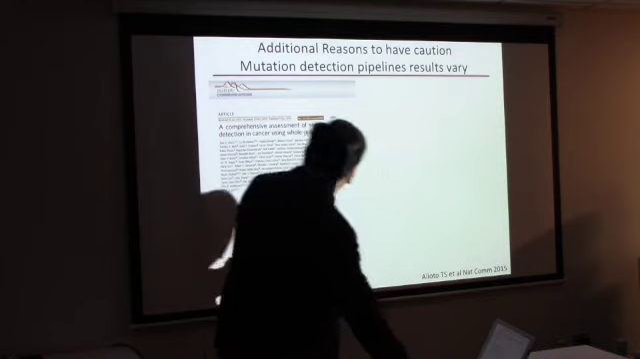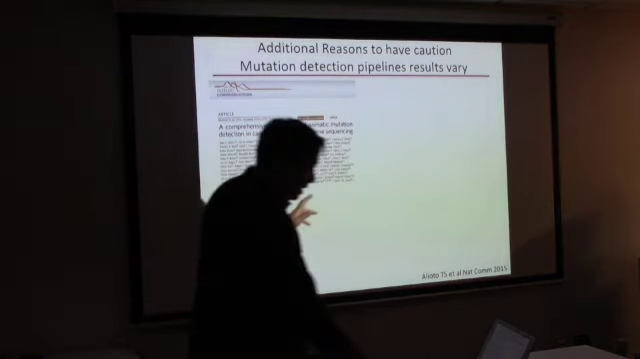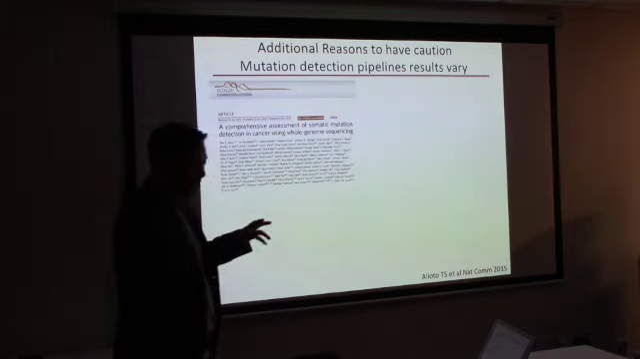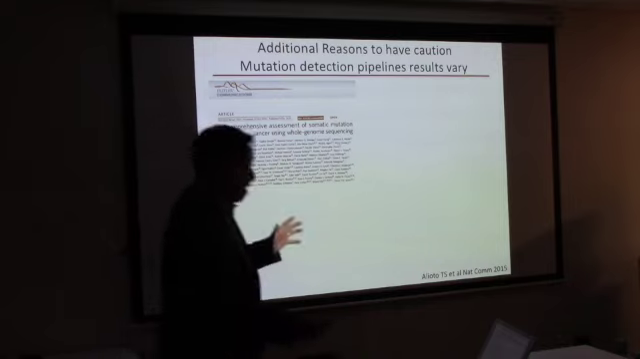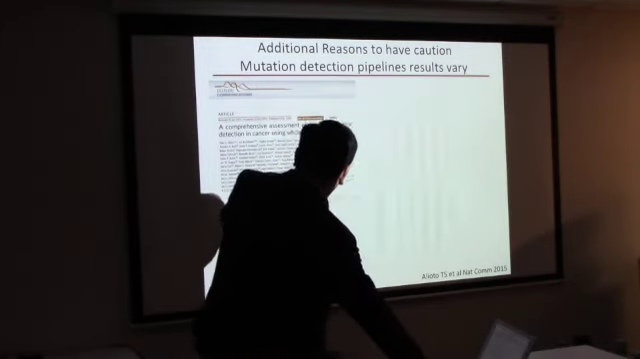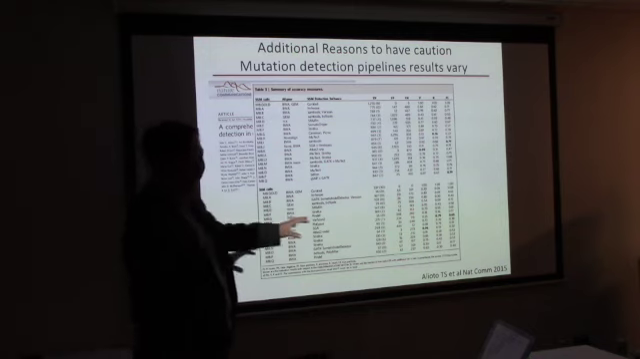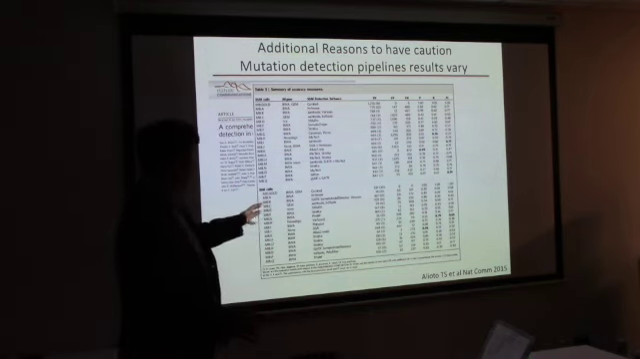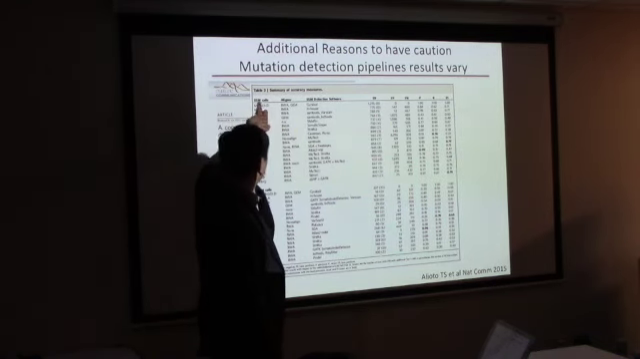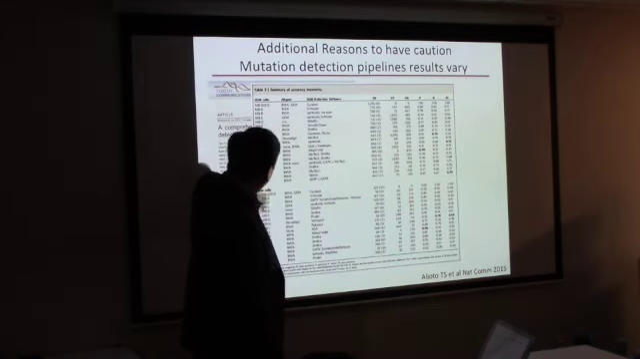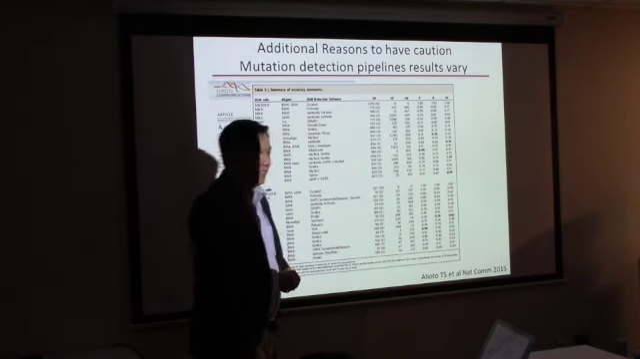All right, so an additional reason to have some caution with mutation detection is, how many pipelines do you think there are for mutation detection? There's a lot. This is a Nature Communications paper. I thought this paper was amazing. What they did is they did every combination of all the aligners that you can think of for mutation calling. SSM calls were done with these, with different aligners, and then different detection software callers.